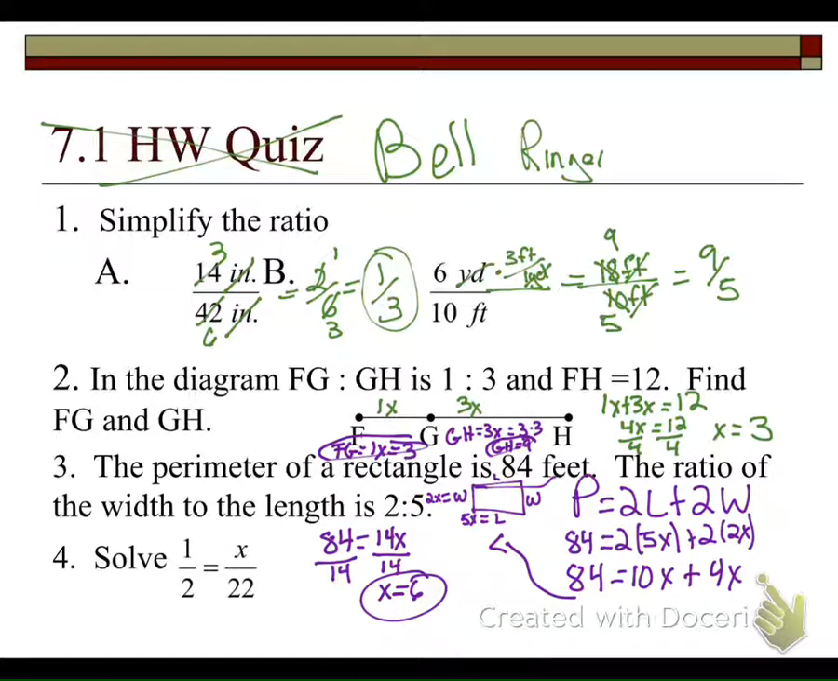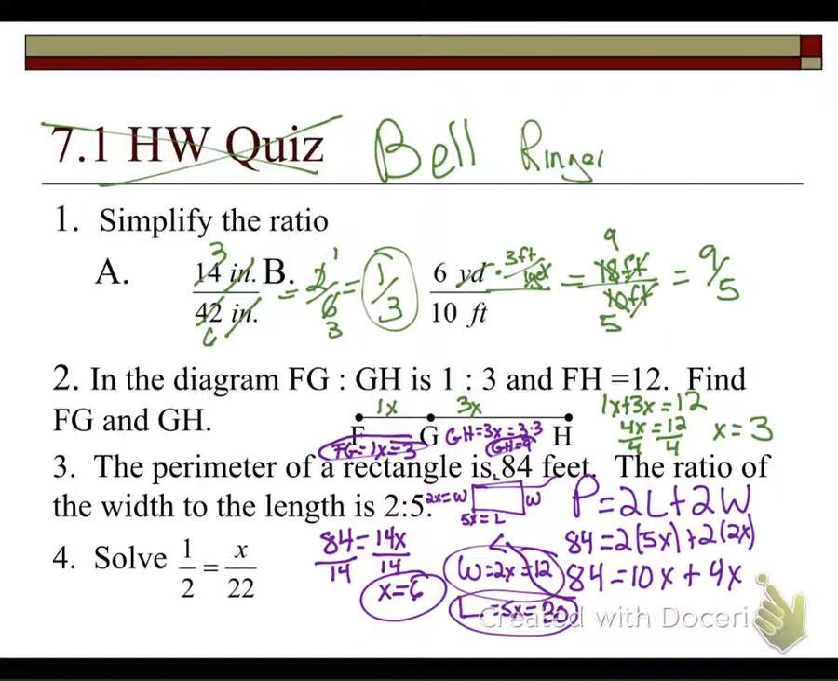So now we're just going to substitute it back in. We see that width equals 2x. So it has to be 12. And we see that length is 5x, which Rio's already solved, and we see that that is 30. Where's 12 come from? So 2 times 6 is 12, and 5 times 6 is 30.